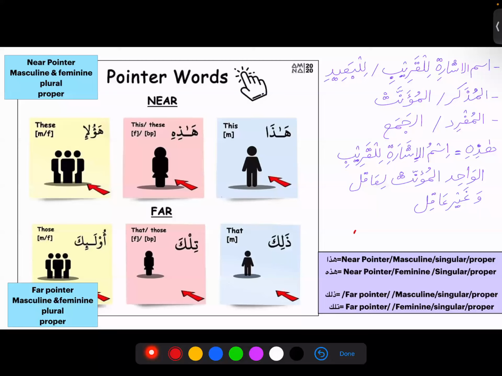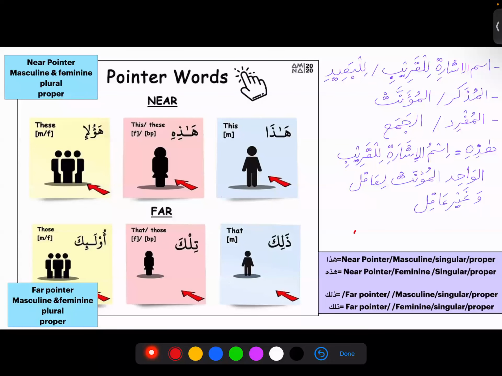What else do we know about these pointers? If it comes to the type of it, what type are they? It's a proper noun. Always proper. Okay, all pointers are always going to be considered proper. So haza is, so basically when we are saying haza is an ism, what should we be looking at then? Four properties of this ism, right? So haza, we can find out its four properties. So what are the four properties? Status, number, gender, type.